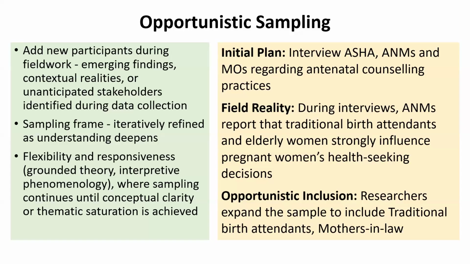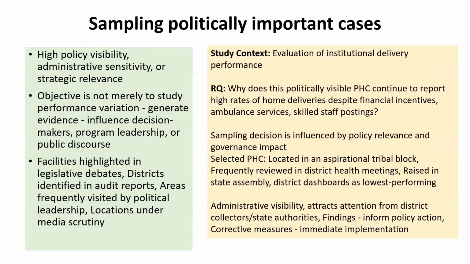So, for example, you are interviewing ASHAs, ANMs, medical officers regarding ANC counseling practices. And during the interviews, the ANMs report that traditional birth attendants and elderly women are important. It is no point just interviewing the healthcare workers. So this is opportunistic sampling, meaning in the field, you have realized that you need to include these people in your sample. So this is again a very, very flexible, iterative way of sampling.